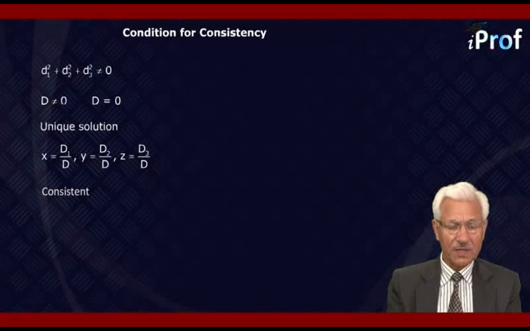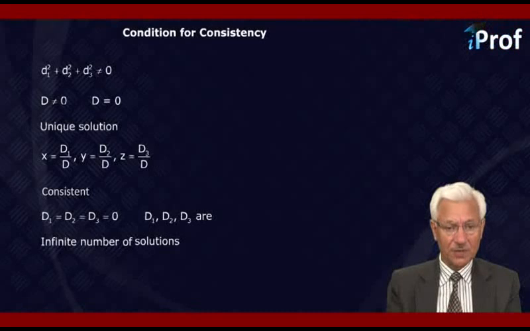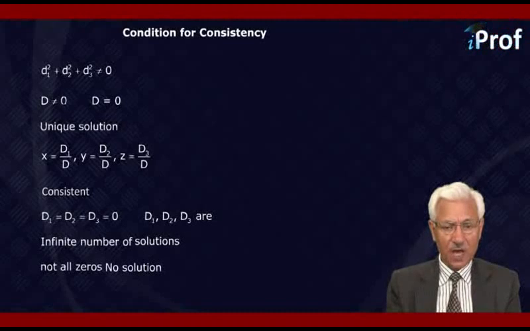The second case is when D is equal to 0, two cases arise. When D1, D2, D3 are all zeros, then there are infinite number of solutions, but still the equations are consistent. And the second case is when D1, D2, D3 are not all zeros, then we say there is no solution and the equations are inconsistent.